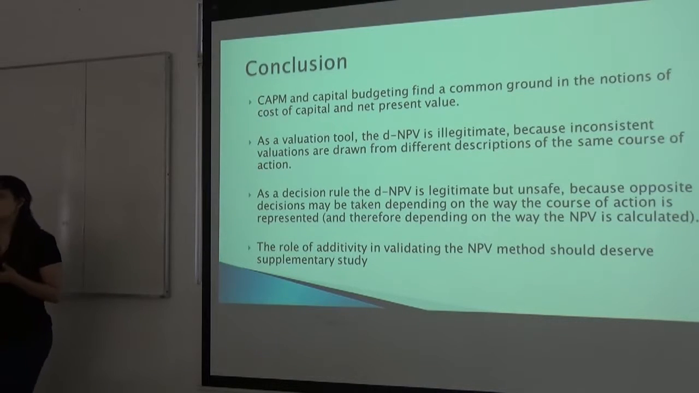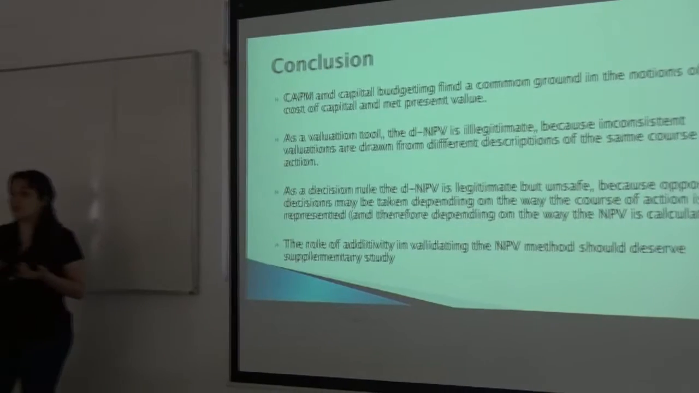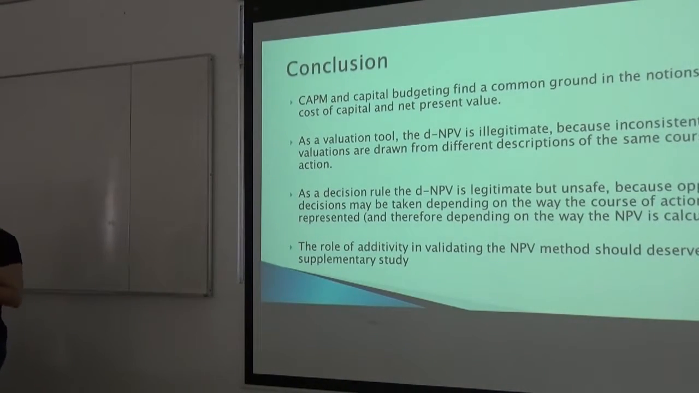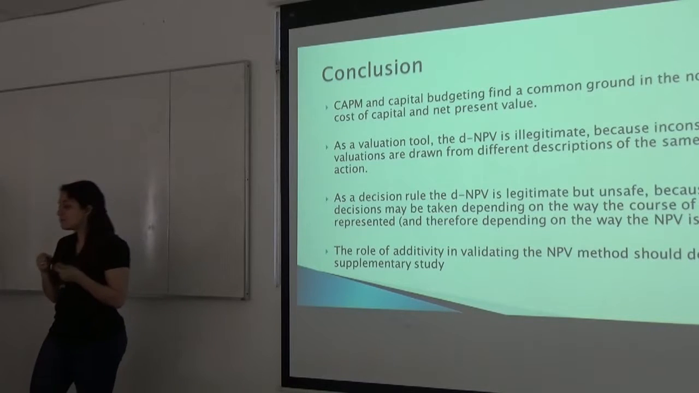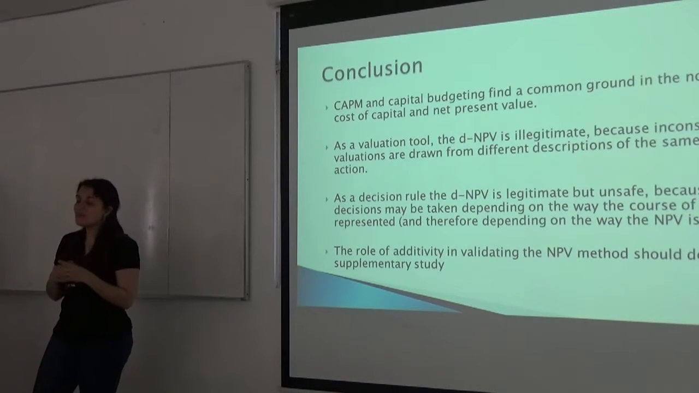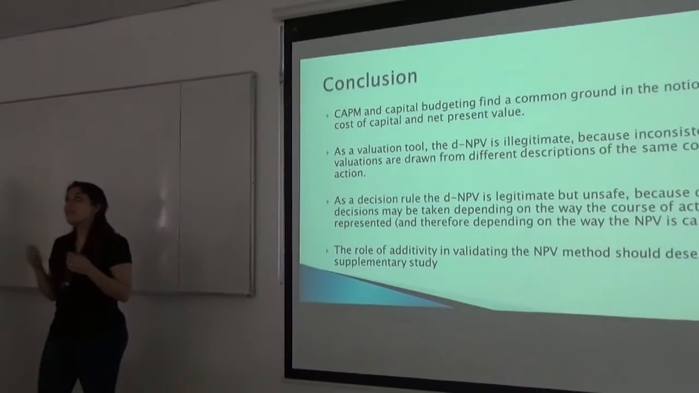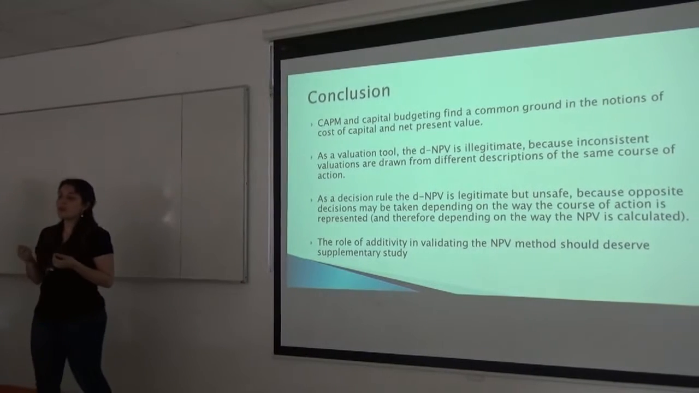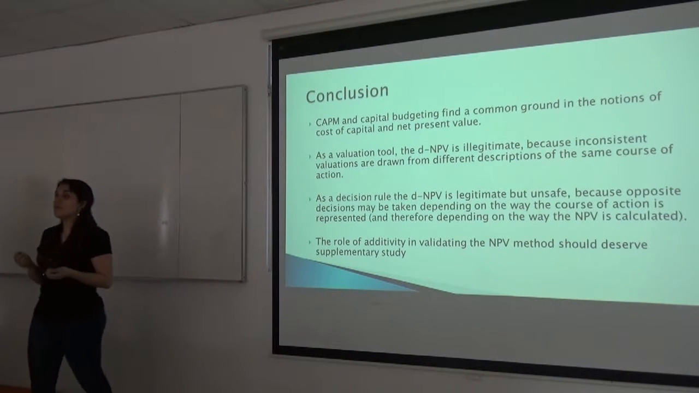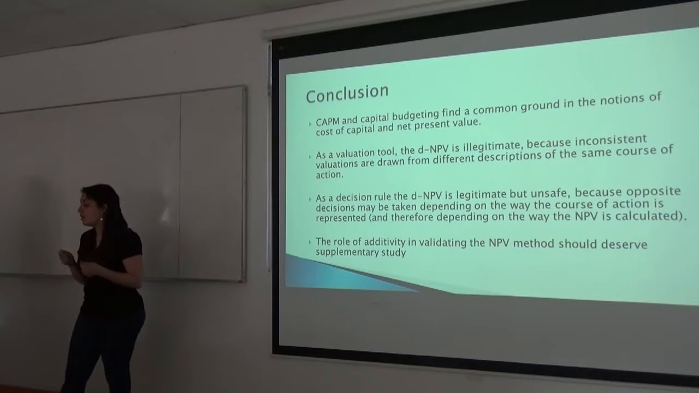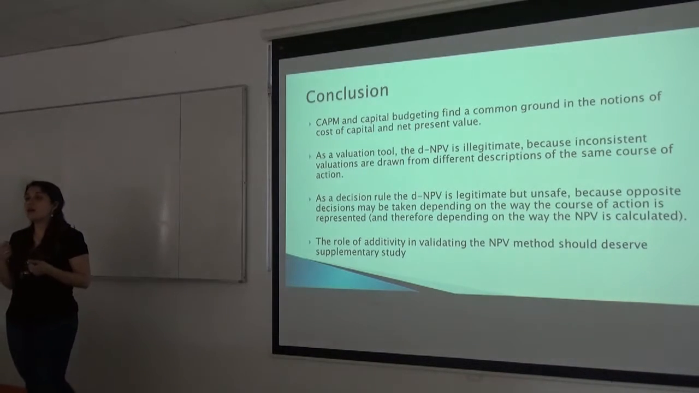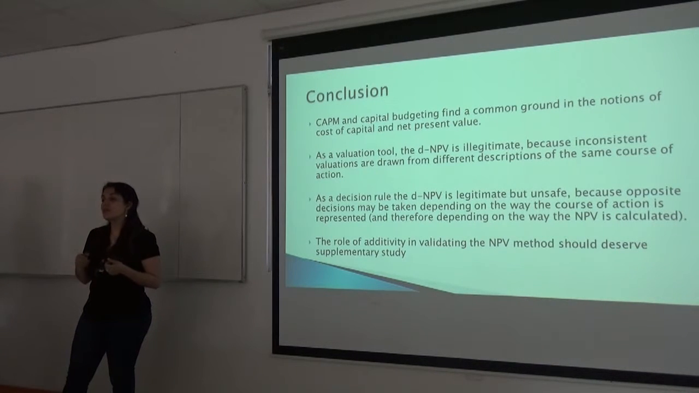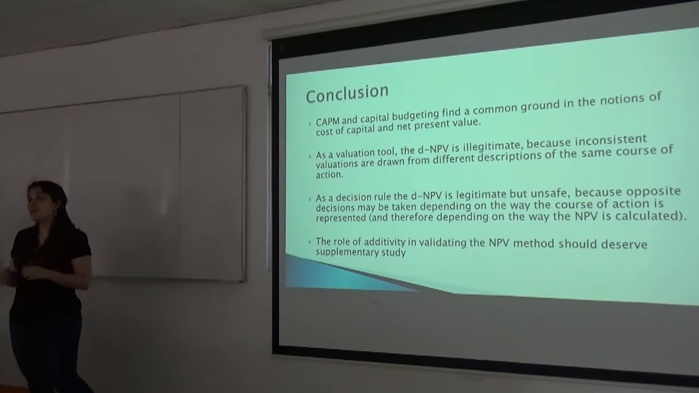As a valuation tool, the DNPV is illegitimate because inconsistent valuations are drawn from different descriptions of the same course of action. But as a decision rule, the DNPV is legitimate yet unsafe because the positive decision depends on the way the course of action is represented. Therefore, depending on the way the NPV is calculated, this is the most important point.